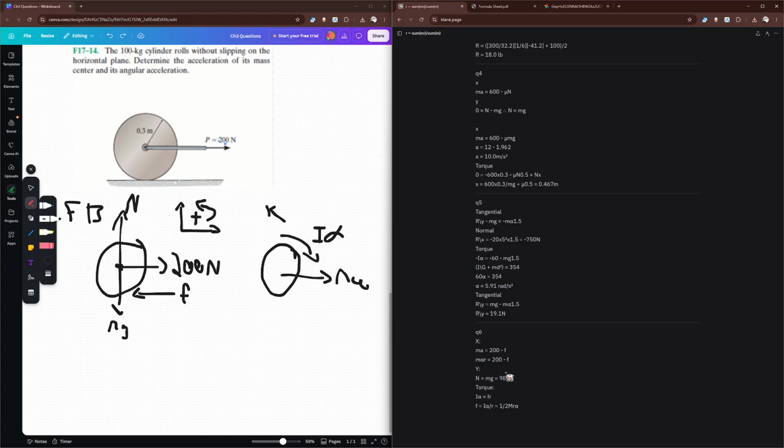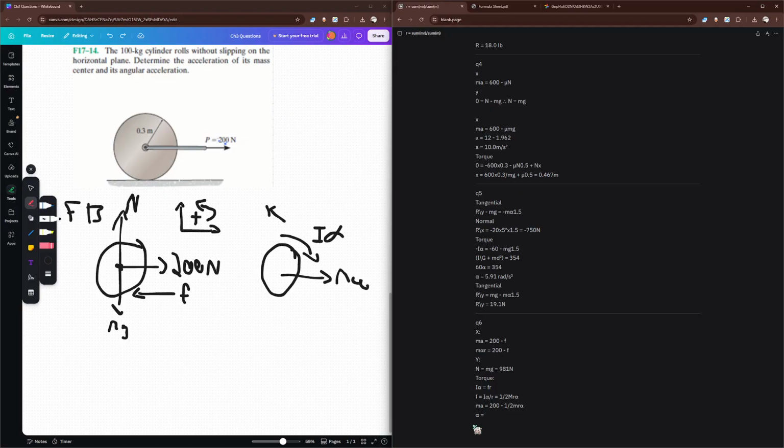So we can plug this into our x equation now. So we have that ma is equal to 200 minus a half mr alpha, right? And we're solving for alpha, right? So we get that alpha is equal to, swap these around, 200 minus ma, and then multiply this by 2, divide by mr over mr, like so.